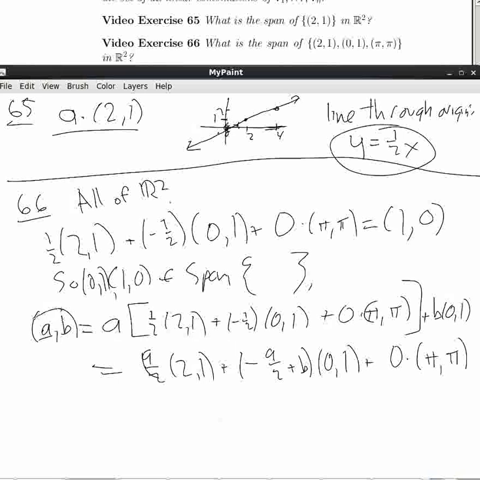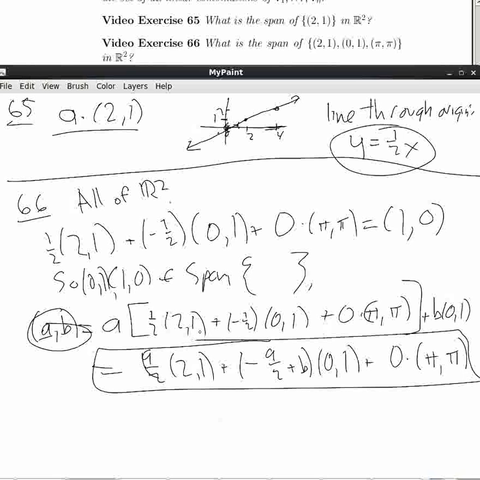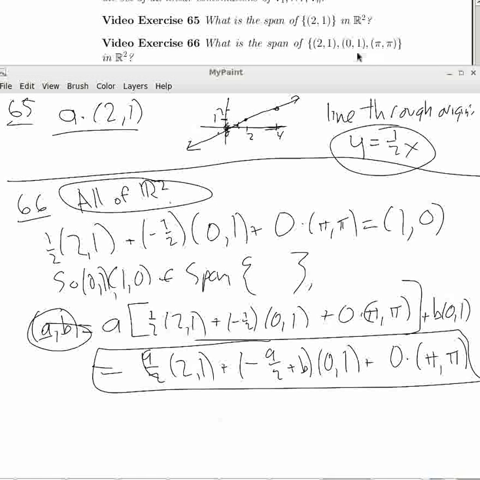So I can write down literally anything in R2 as a linear combination of these three vectors by simply doing this. So what's the span of that second set? It's all of R2.